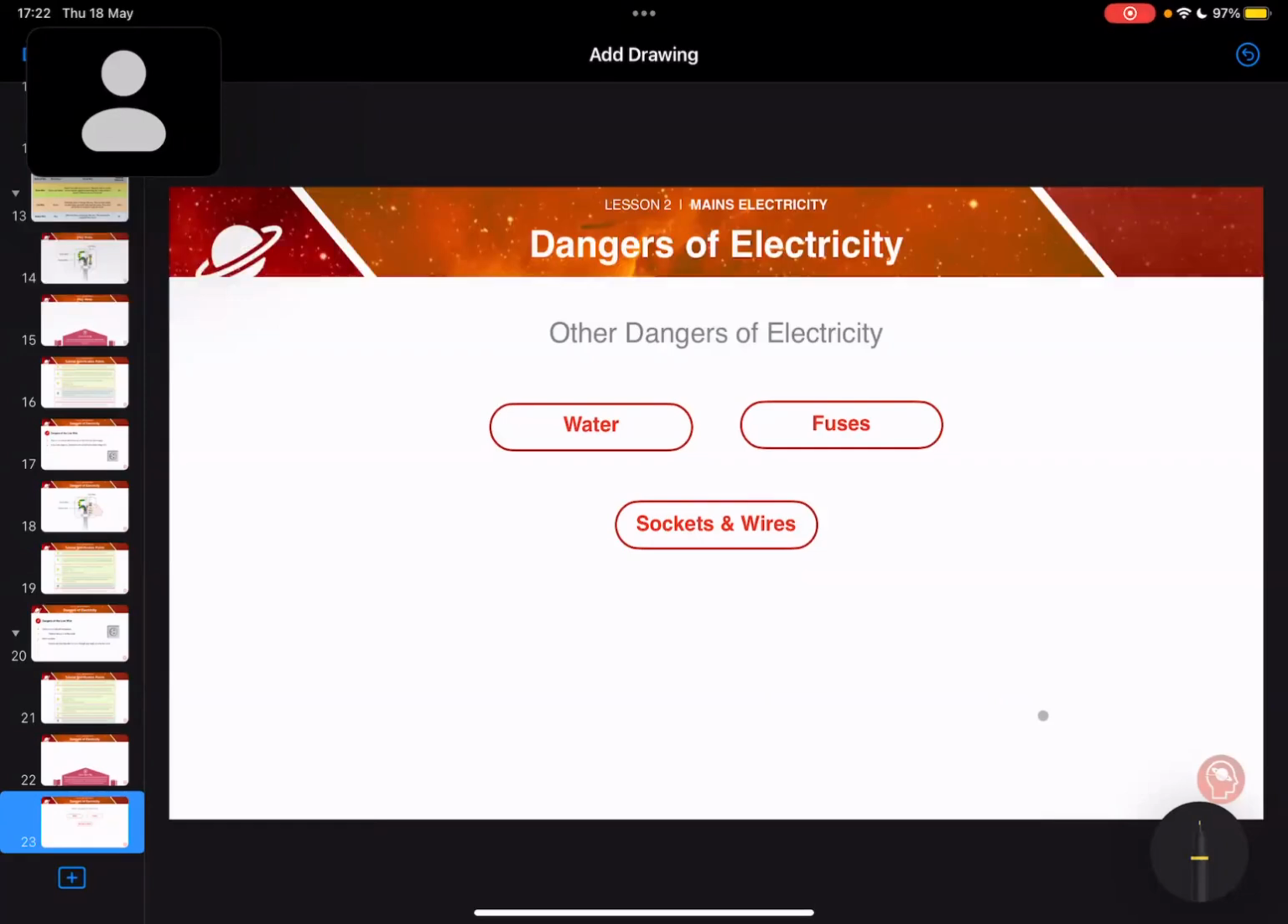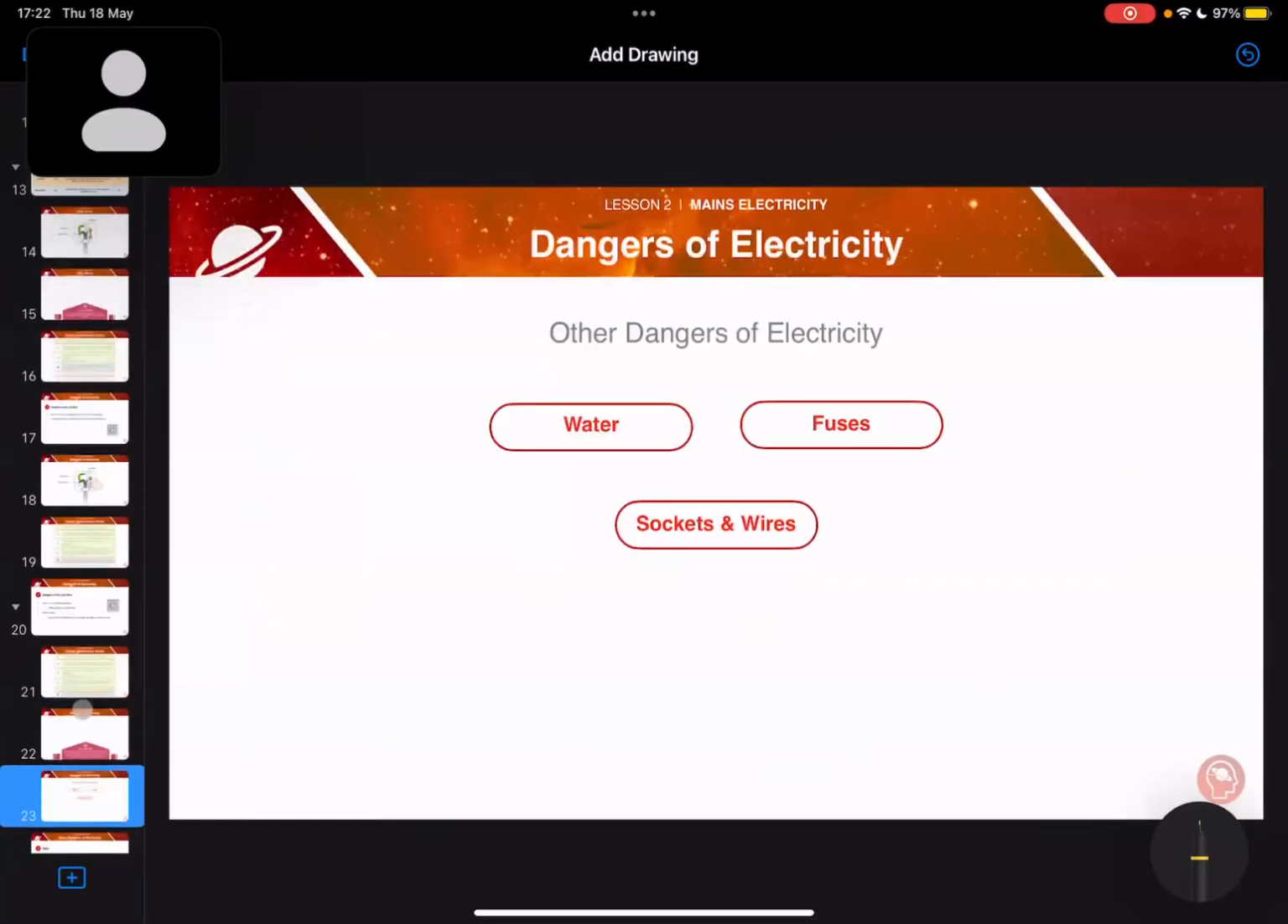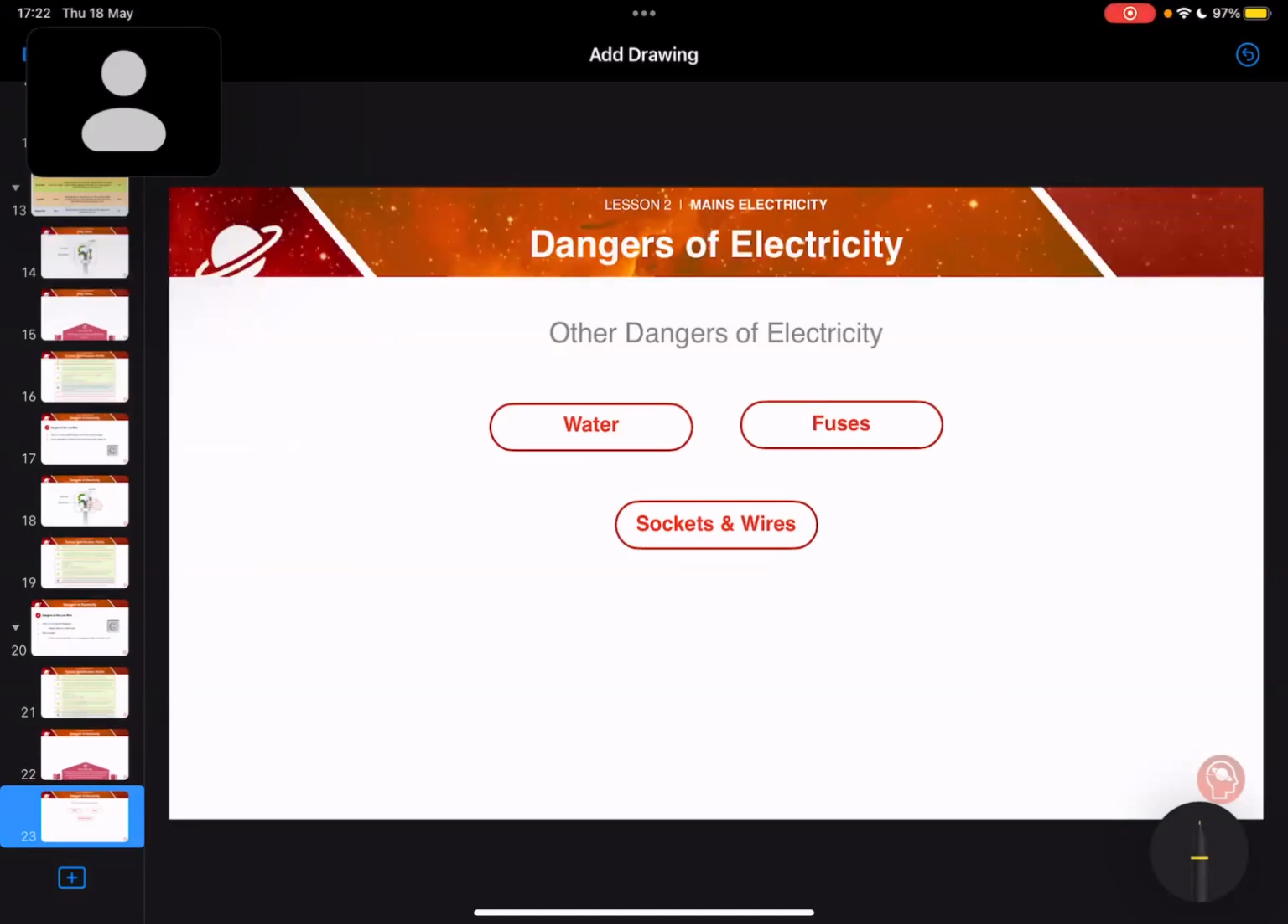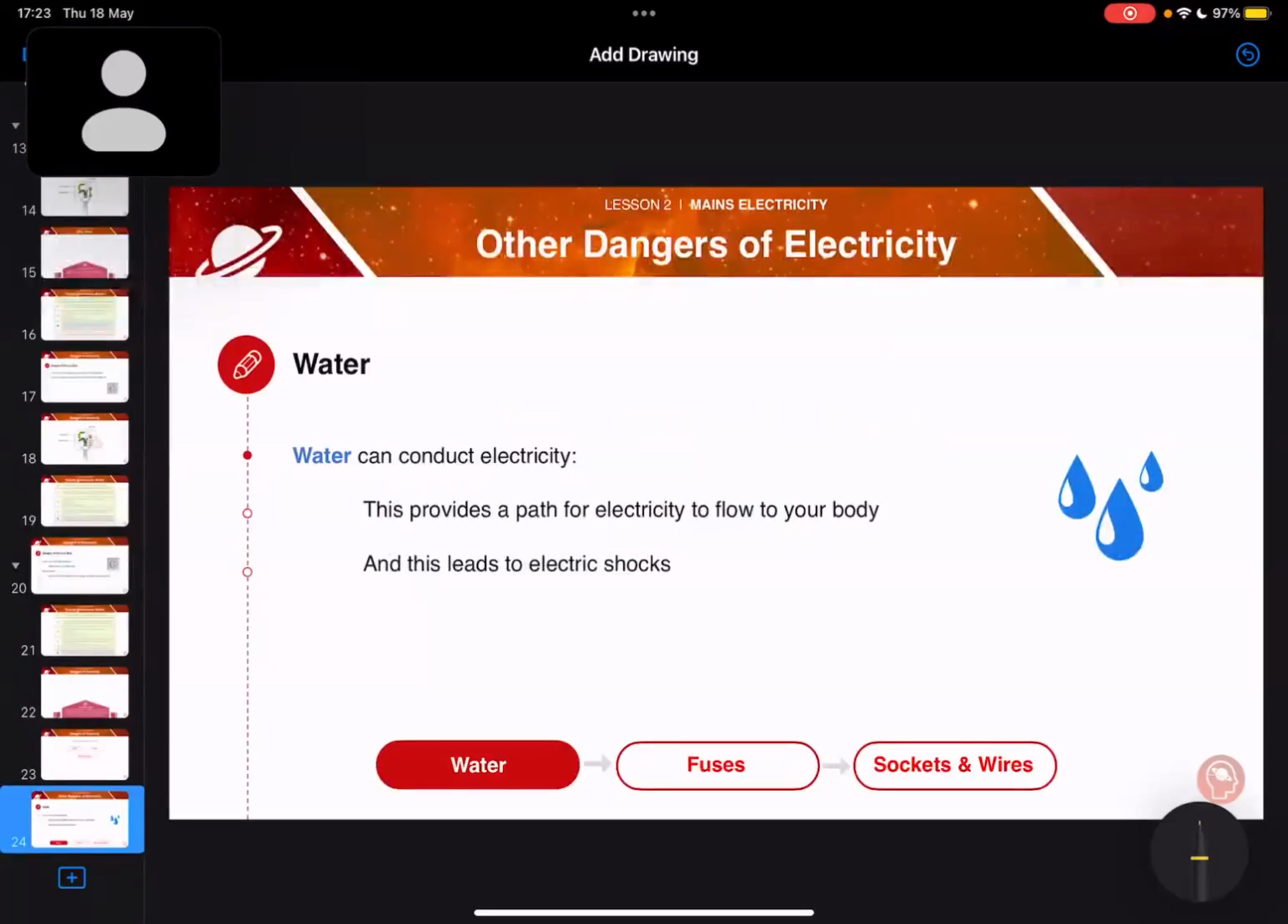Other dangers of electricity that we want to talk about are water, fuses, sockets, and wires. Okay. So water. Can anyone think about why water is dangerous? Doesn't have to be right, just take a guess. No ideas? Okay. So water can conduct electricity, okay? And this will also provide a path for electricity to flow into your body. And that's why usually our parents tell us, or everyone tells us, don't touch a socket with wet hands. And that's the reason why.